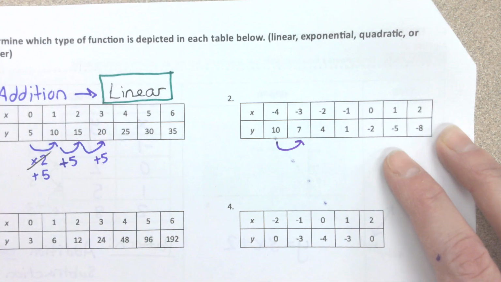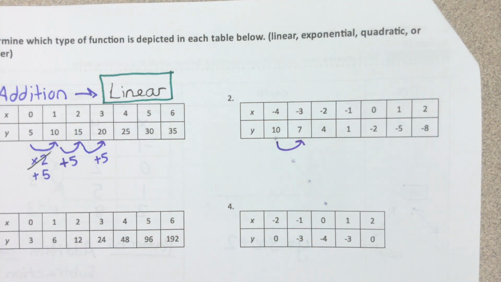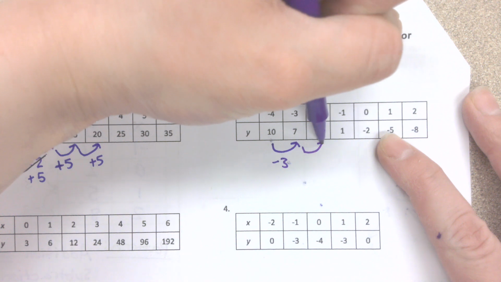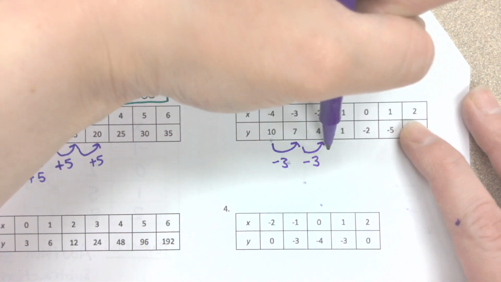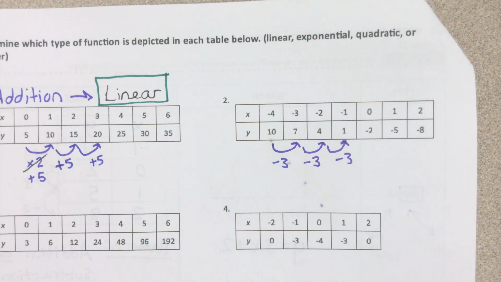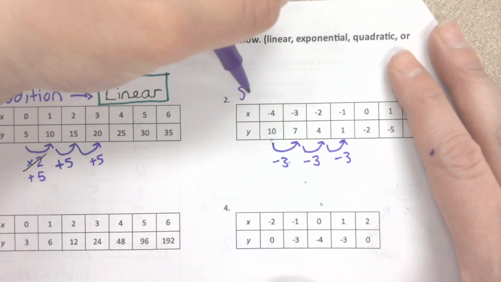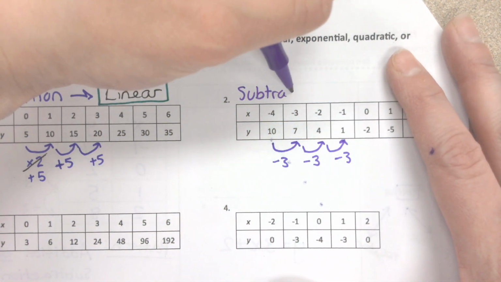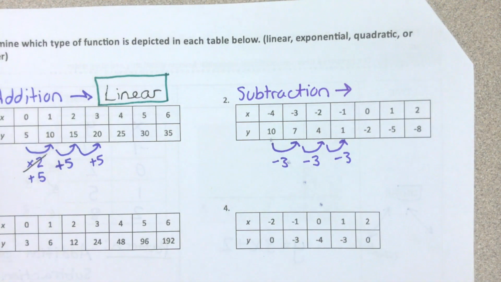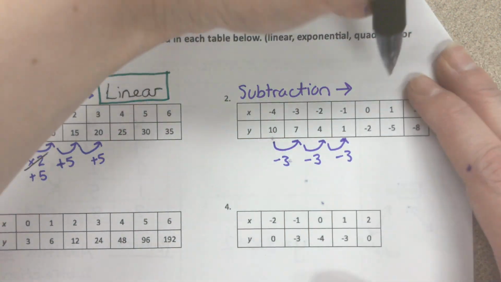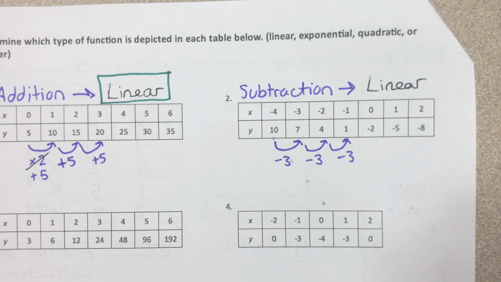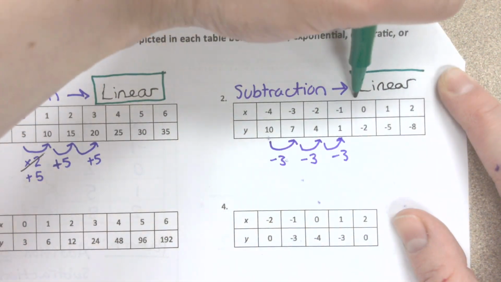So 10 to 7, so there's really only one way for that to happen, and it's minus 3. 10 minus 3 is 7. 7 to 4, that's minus 3. One more. 4 to 1, that is minus 3. This is subtraction. Which is also linear. Reminder, linear is addition or subtraction.